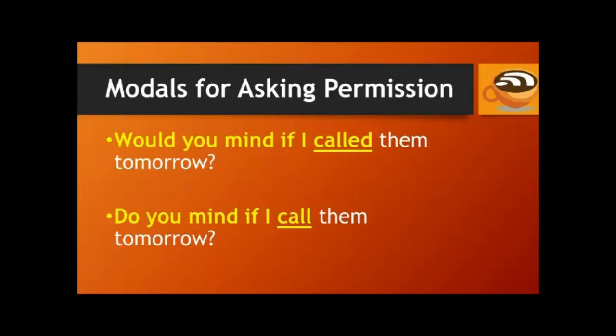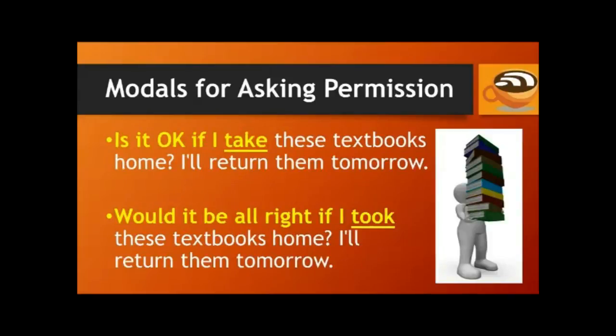Notice that after would you mind, we use the past form of the verb, called, and after do you mind, we use the base form of the verb, call. The same pattern applies with is it okay and would it be all right. For example, is it okay if I take these textbooks home? I'll return them tomorrow. Or, would it be all right if I took these textbooks home? I'll return them tomorrow. In questions with would, we use the past tense.